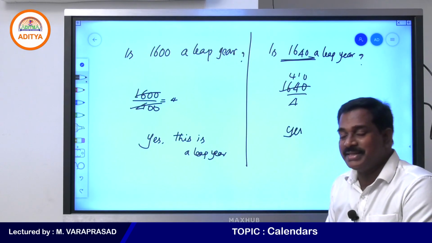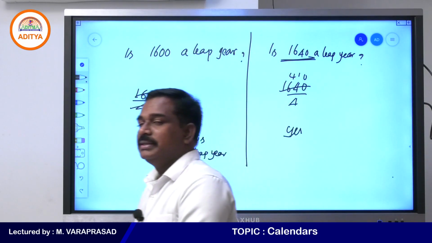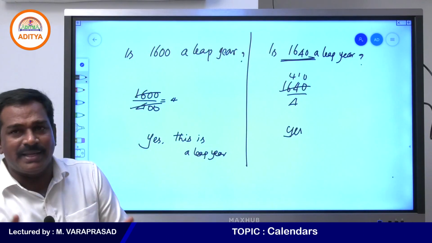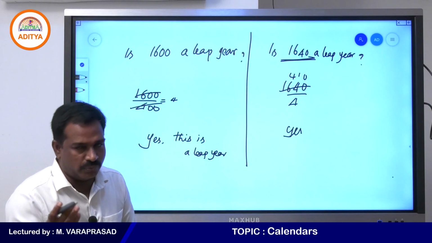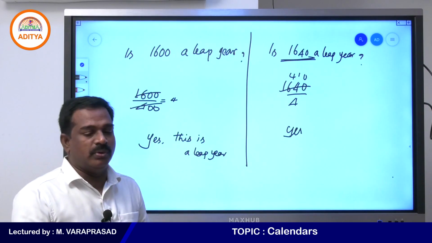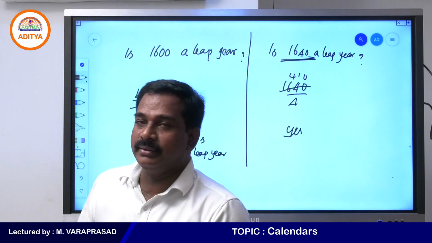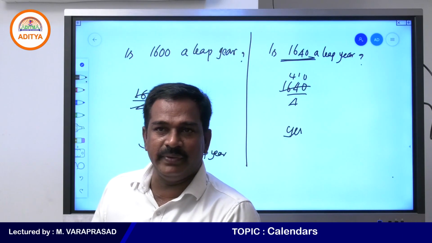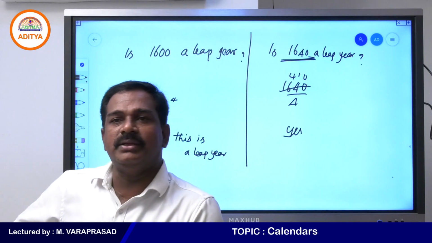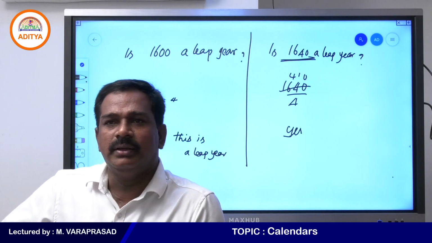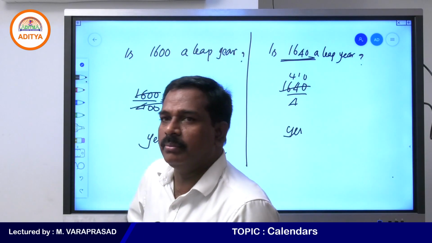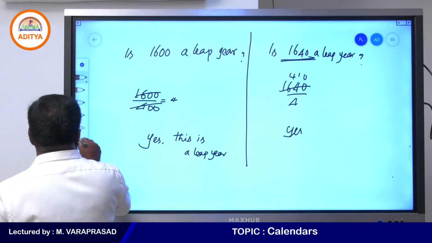See the difference between a century year and a normal year. When a century year is given, you need to divide by 400. When a general year is given, you need to divide by 4. If you get the remainder 0 in both cases, that is a leap year. Did you understand all of you? Yes, very good. One more example I'll give.